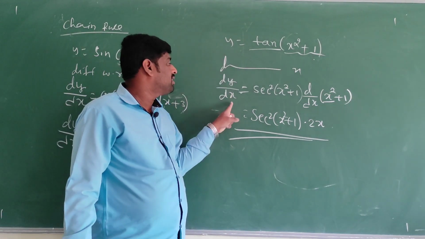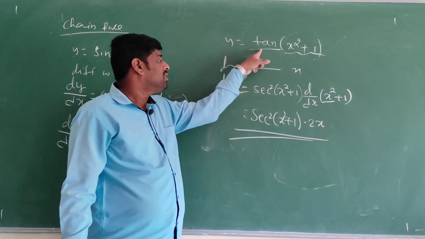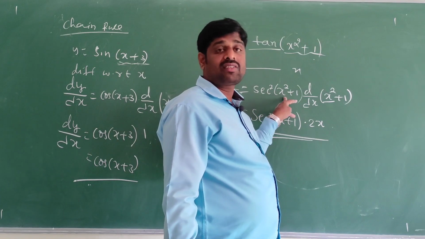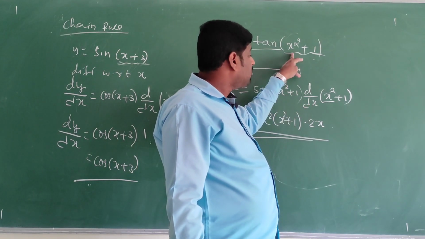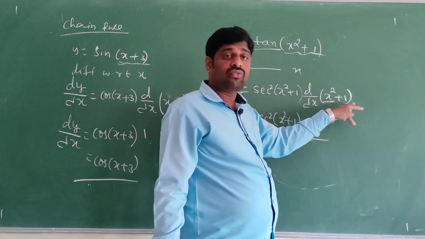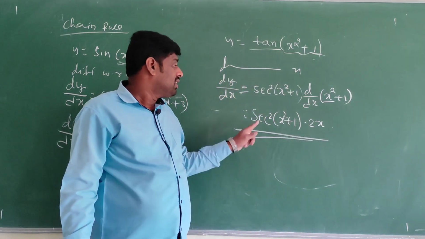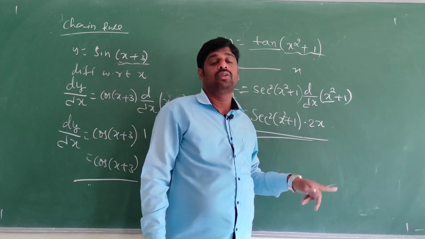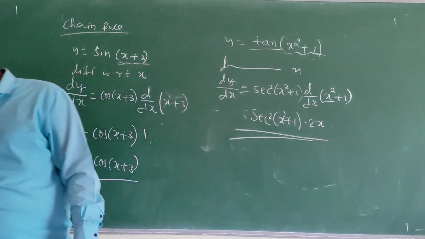Okay, by using chain rule I differentiate this function. Y differentiation is dy by dx. Tan differentiation is secant square of x square plus 1. And again d by dx of x square plus 1. Secant square of x square plus 1, d by dx of x square is 2x. Okay, I will move on.